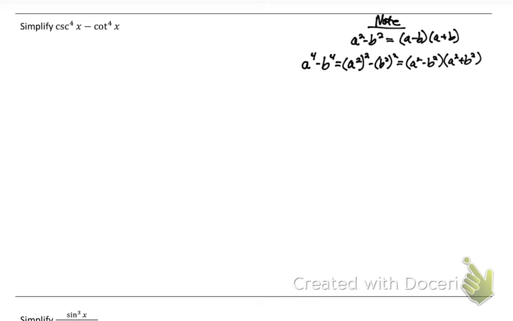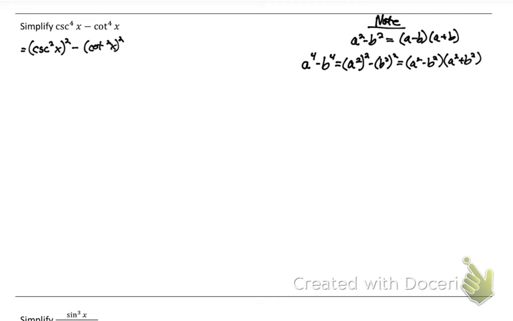You could go one step further and go, okay, a squared minus b squared equals a minus b times a plus b, but I'm just going to stick with this. Okay, so I have something to the 4th. I want to turn it to squared so it matches my Pythagorean identities. So that means I am picturing this as being the same thing as cosecant squared squared minus cotangent squared squared. Now it's a difference of squares.